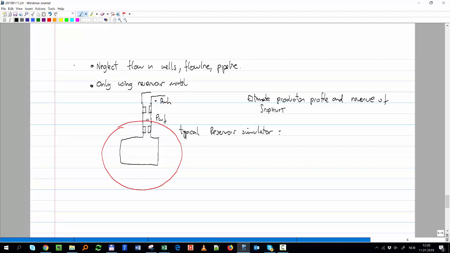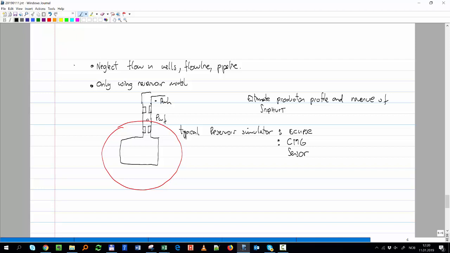You might use some, like Eclipse, that's from Schlumberger. You might have, what is the name? CMG. You might use a Sensor. There are a few names and a few software packages, okay?